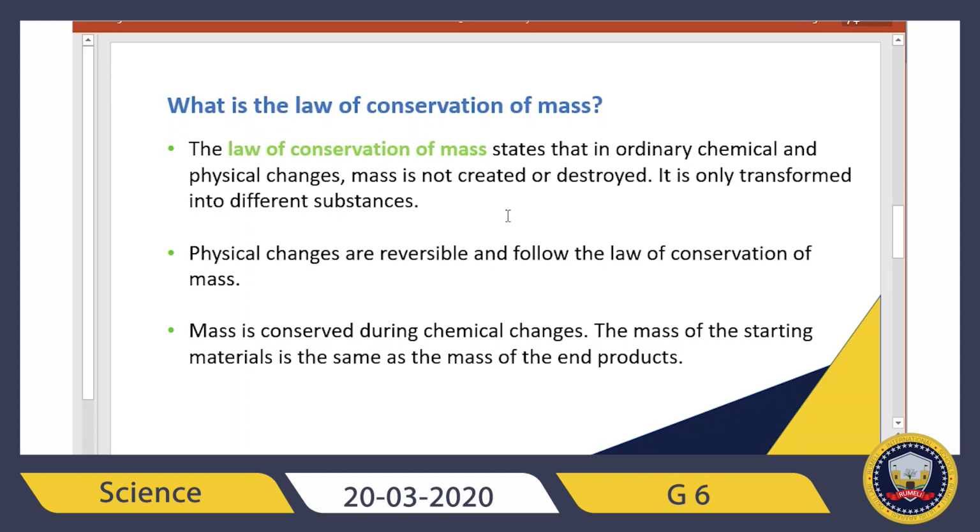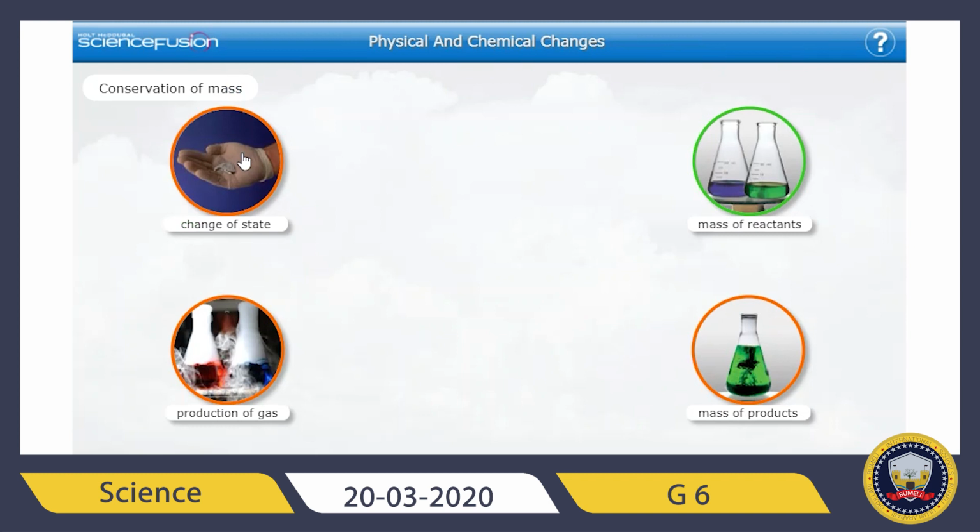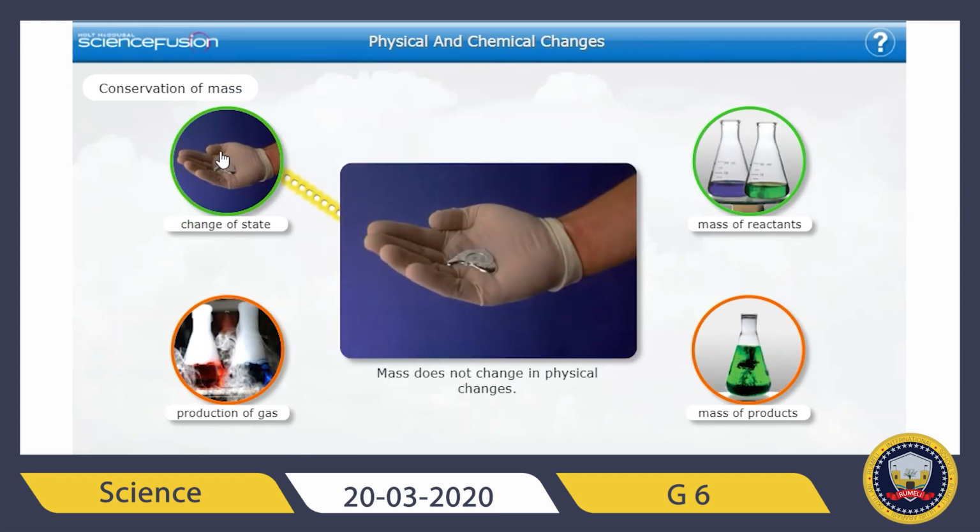Okay? How is it happening? Let's see closer. For example, let's say there is a change of state. Change of state is a physical change. For example, this metal has a melting point close to room temperature. It can melt in your hand. So when substances melt or evaporate because of change of state, it is a physical change.